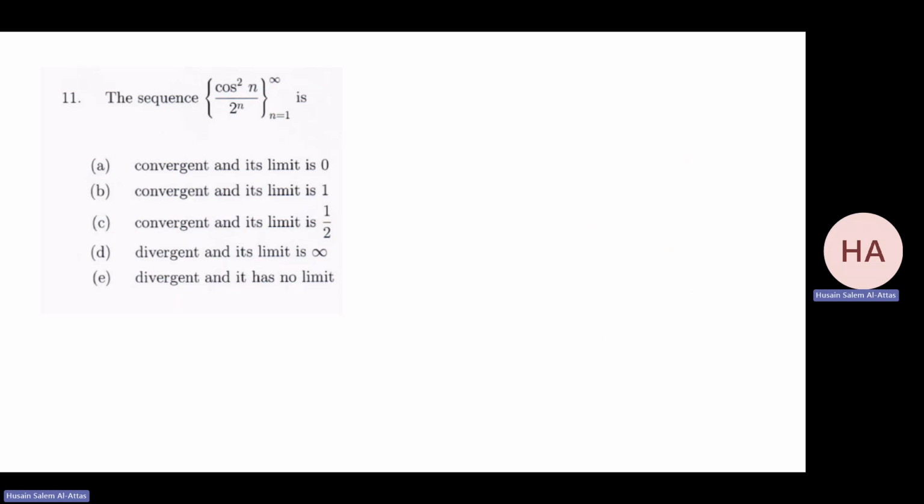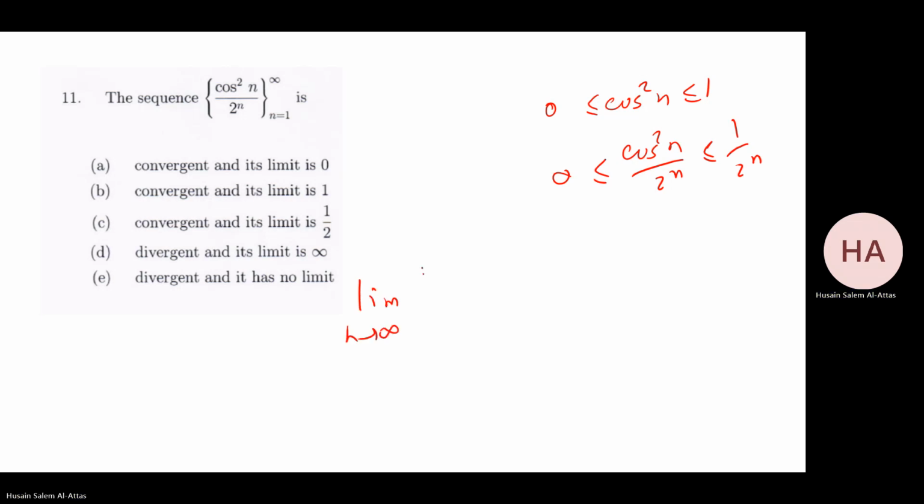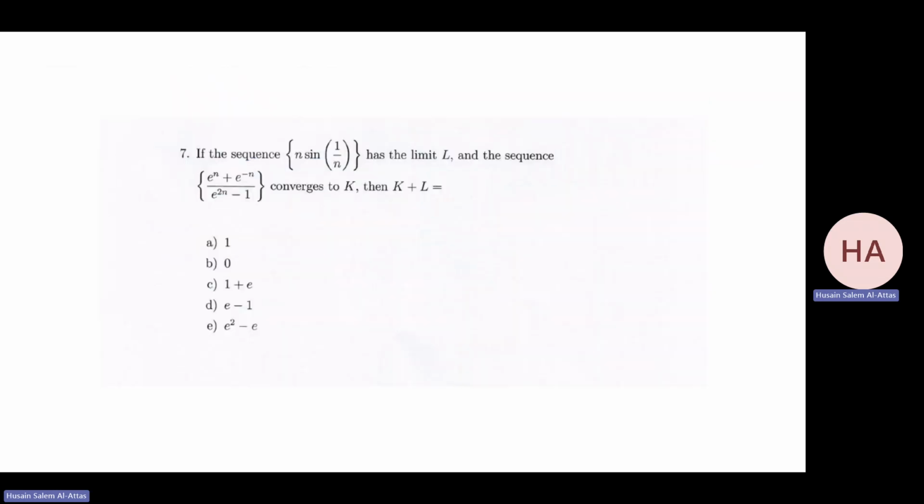This one, I think we can do it by the squeeze theorem between minus 1 and 1. Actually, between 0 and 1, it will be easier. Divide by 2 to the power n. So it's between 0 and 1 over 2 to the power n. I know that the limit of 1 over 2 to the power n is 1 over infinity, which is 0. So by the squeeze theorem, it goes to 0. So it converges and its limit is 0.